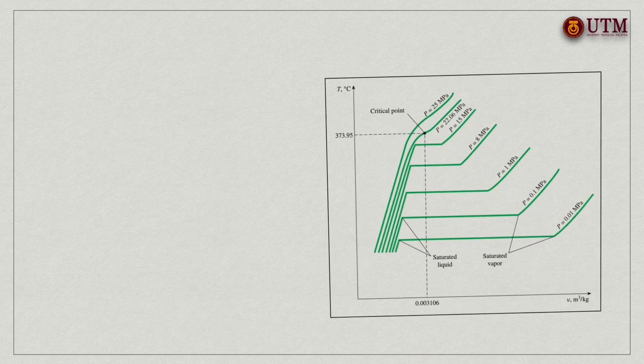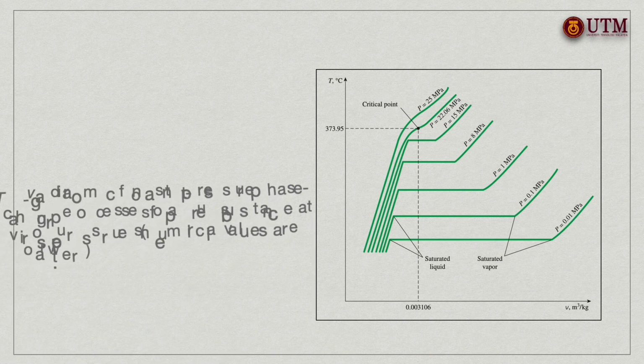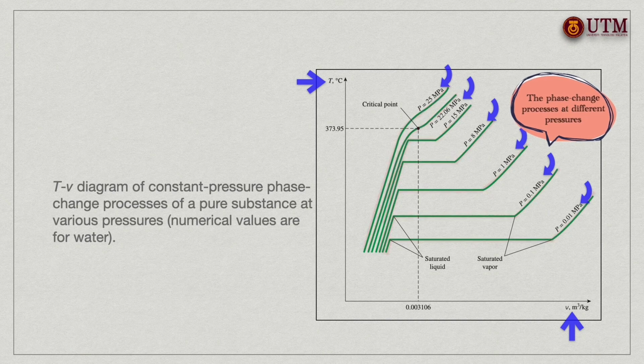Recollecting the previous video, where the phase change process of water at 1 atm pressure was sketched on a TV diagram, if we could repeat this process but now at different pressures, we could develop the TV diagram as shown, where the numerical values are for water.